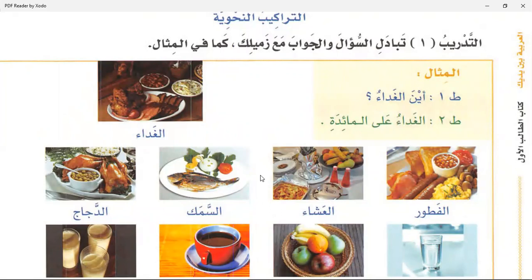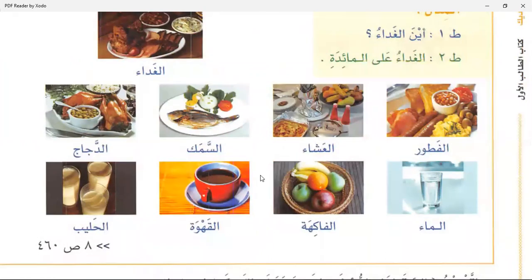Aina al-ghada'u? Al-ghada'u 'ala al-ma'idati. Aina al-fatur? Al-fatur 'ala al-ma'idati. Aina al-'asha'u? Al-'asha'u 'ala al-ma'idati. Aina as-samaku? As-samaku 'ala al-ma'idati. Aina ad-dajjaju? Ad-dajjaju 'ala al-ma'idati.